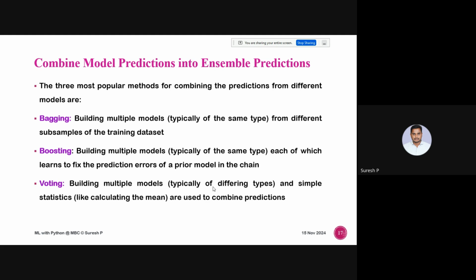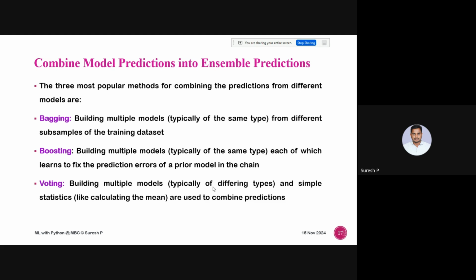Bagging means multiple models will be created. All the models will be of the same type, for example, all the models will be a classification algorithm or a linear or regression algorithm, or it may be anything. So in the bagging technique, multiple models will be combined together from different subsamples of the training data set. So here, what differs? The training data set will be different. In the bagging process, multiple models will be grouped together from different subsamples of the training data set.